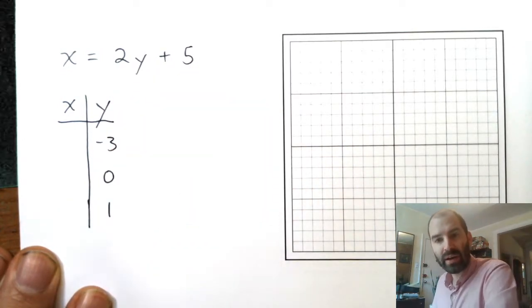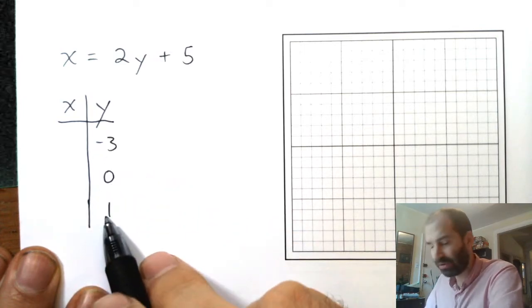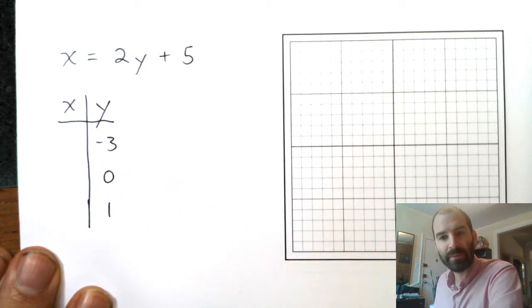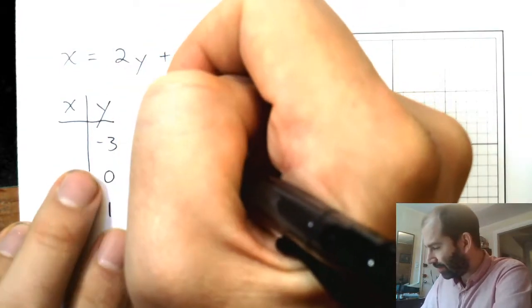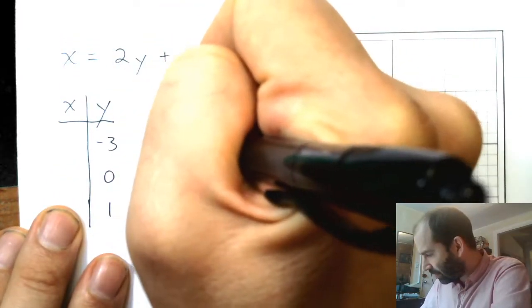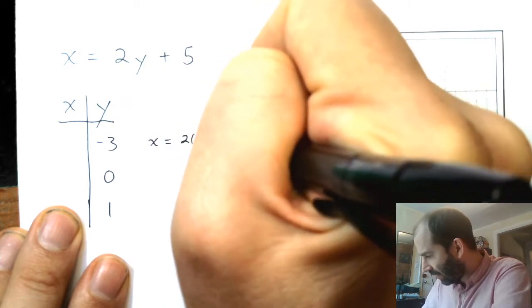Okay? So go ahead and work these out, and we'll come back and check our work together. You can do all 3 of these. Okay? So pause the video. 3, 2, 1. Welcome back. Let's work these out. So the first one is going to be x equals 2 times negative 3 plus 5.